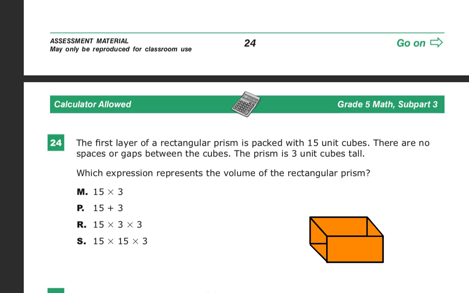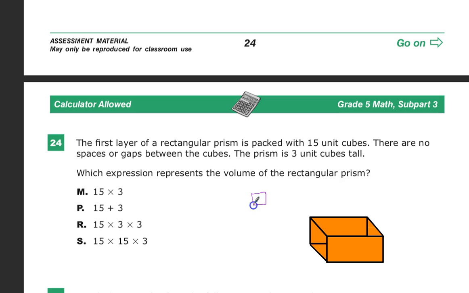So the question says the first layer of a rectangular prism is packed with 15 unit cubes. There are no spaces or gaps between the cubes. The prism is 3 unit cubes tall. Which expression represents the volume of a rectangular prism? Now, what does that mean? Volume is a three-dimensional measure, of course.